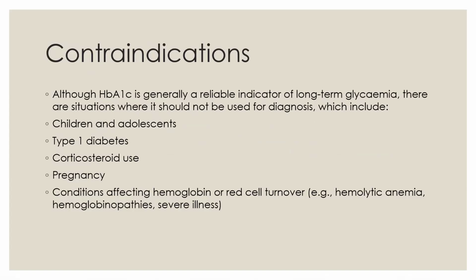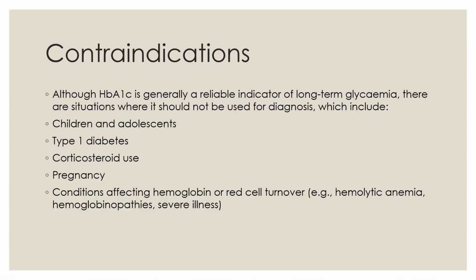Finally, let's discuss some contraindications to the use of the HbA1c blood test. Although HbA1c is generally a reliable indicator of long-term glycemia, there are situations where it should not be used for diagnosis, which include children and adolescents who are undergoing rapid growth and puberty, type 1 diabetics, corticosteroid use, or other medications that can influence glucose metabolism, pregnancy, where there are physiological and hematological changes occurring, conditions affecting hemoglobin or red cell turnover because the HbA1c test is based on glycation of hemoglobin.